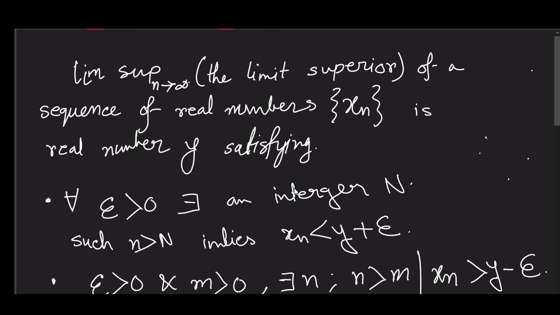So what we are doing is finding another two numbers. Obviously m is an integer, so whenever your index n is greater than m, you will see that xn is greater than y minus epsilon. So that is quite interesting.